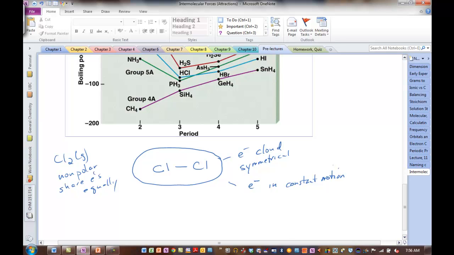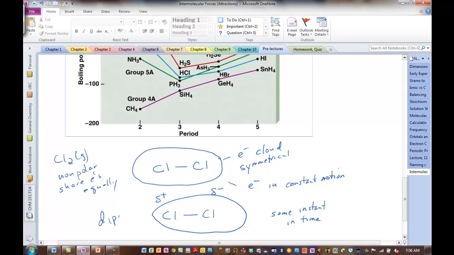Okay, the electrons are in constant motion. So at some instant in time, we might actually have an electron cloud that looks more like that. So this is some instant in time. On the right side of the molecule, there's more electron density. So this side of the molecule has built up a partial negative charge. This side has built up a partial positive. That's a charge separation. This is a dipole.